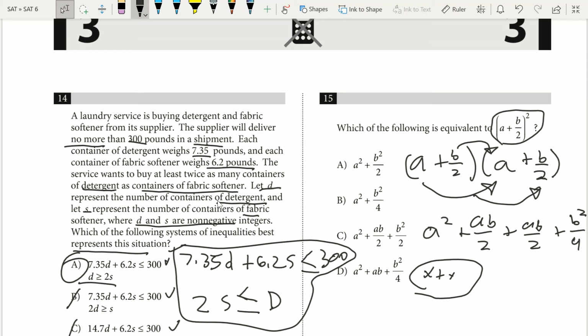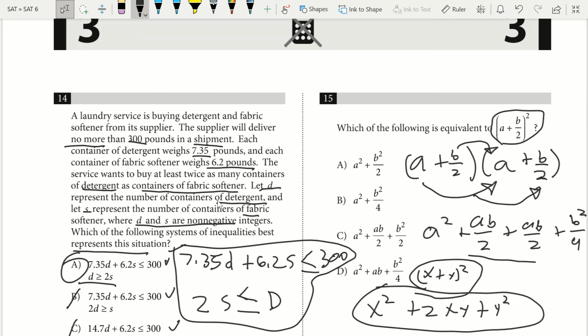It has nothing to do with this problem, except for the fact that it's relatable. If we were to do X plus Y squared, we know that we would get X squared plus 2XY plus Y squared. So that's a good pattern to memorize, right? Because if you know this, then you don't have to do this middle step where you're adding these two, because you'll just know that it'll be 2 times our X and our Y, or in this case, 2 times our A and our B over 2. So if you can memorize that, that'll be helpful.